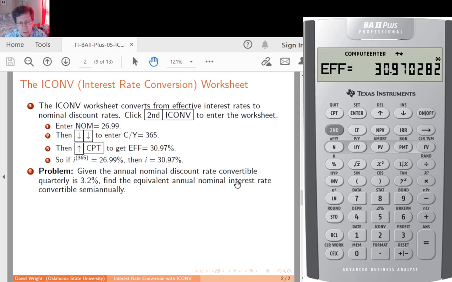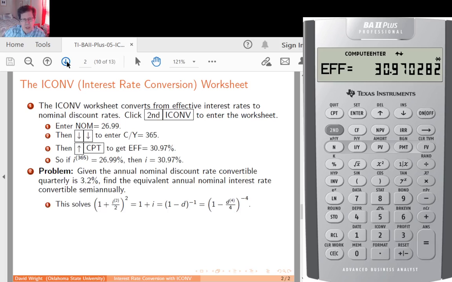Now, here's a complicated problem. You have an annual nominal discount rate convertible quarterly of 3.2%. Find the equivalent annual nominal interest rate convertible semi-annually. So the frequencies are different: one is quarterly, one is semi-annually. One's a discount and the other is an interest rate. And that takes a little bit of understanding of the formulas to work out.